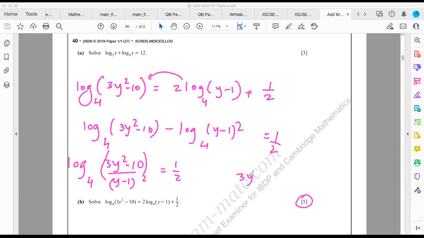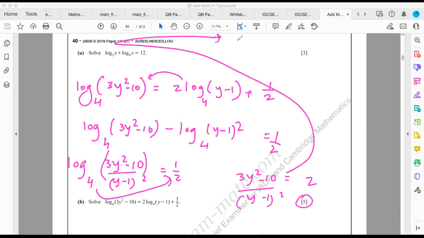So 3y square minus 10 upon y minus 1 the whole square equals to 4 to the power half, which is 2, root of 4. And then you solve for y. So you'll get a quadratic. You open it up. So 3y square minus 10 equals to 2 times y square minus 2y plus 1. Then you open the bracket. So 3y square minus 10 equals to 2y square minus 4y plus 2.